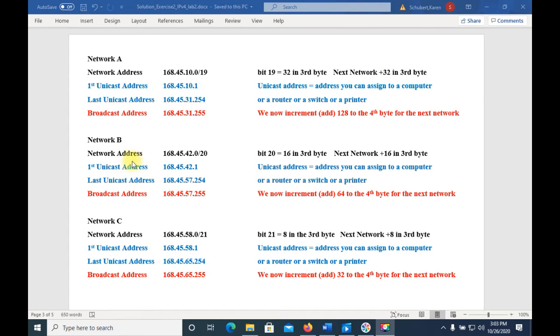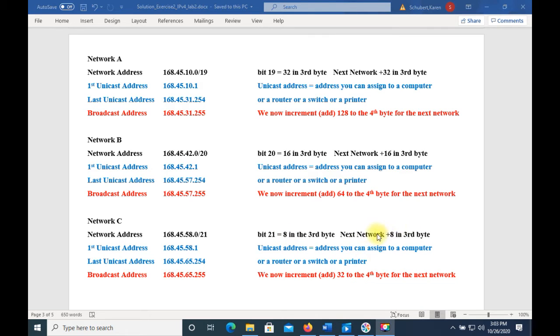So therefore network B's network address is 168.45.42.0 with a subnet mask of /20. Here we use 20 network bits. Bit 20 is also in the 3rd byte, it's worth 16. So we know for the next network we have to add 16 in the 3rd byte, which gives us a network address for network C of 168.45.58.0 /21. We know that bit 21 is in the 3rd byte, it's worth 8.